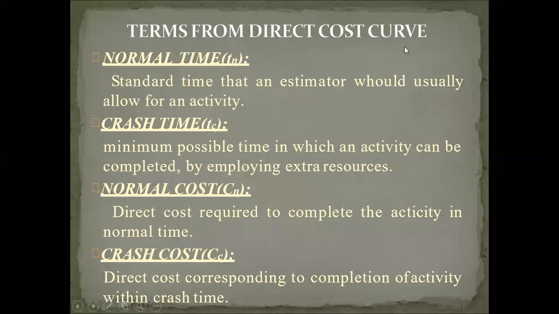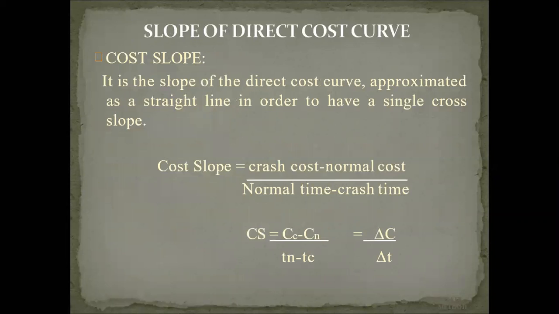Okay, so we are discussing normal time, crash time, normal cost, and crash cost. Then this is the relationship between cost and slope. It is the slope of the direct cost curve, approximated as a straight line in order to have a single cost slope.